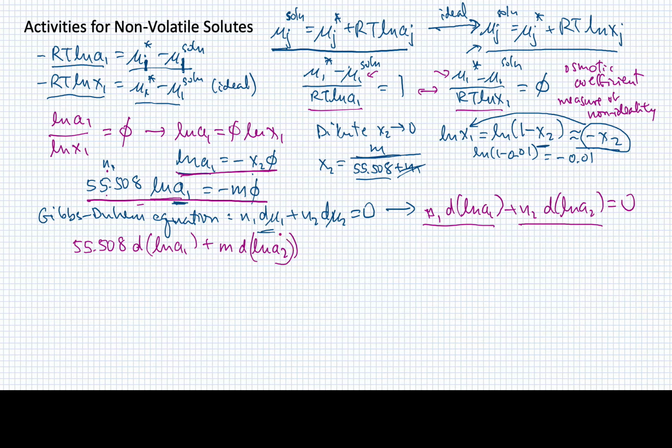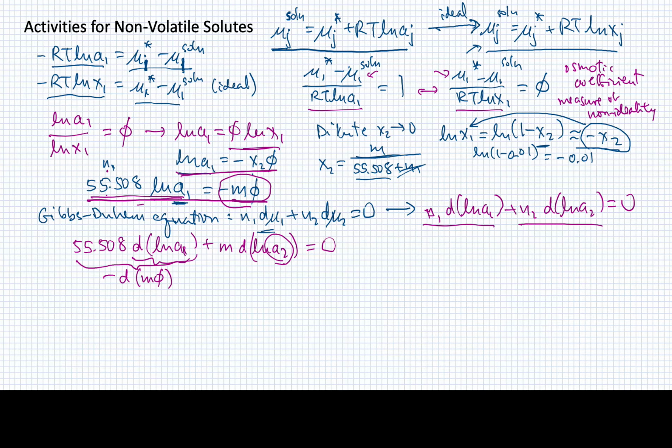This is the thing that we're after. This is what we're trying to measure, but we want to use information about the solvent to get that. Now, this thing here, we have already seen we can effectively write like this. So in effect, since 55.508 times log of A1 is equal to this, that means this whole thing here is going to be the differential of this, so negative d of m phi over here.